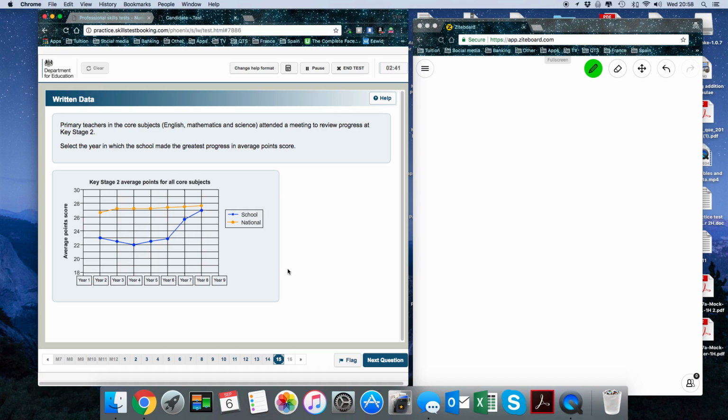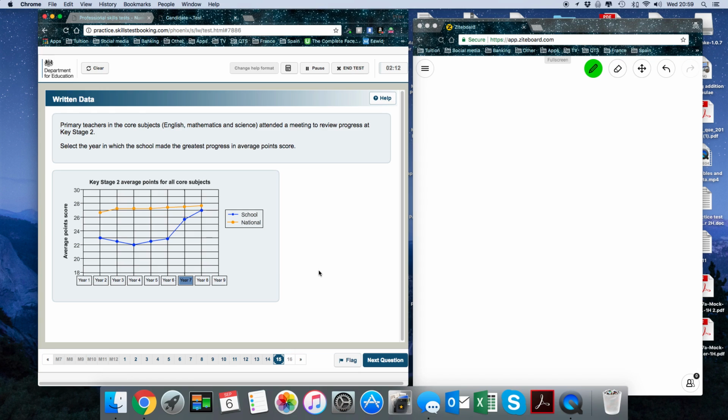Now, I would say to you that when you read this, Key Stage 2 tests are done towards the end of the year. So this score here would have been done at the end of year 6 and this would have been done at the end of year 7. So in my opinion, it's year 7 that the greatest progress would be made. Now I could be proved completely wrong in a minute. We'll get it marked, and if I am wrong then I apologise, but I'm fairly sure that I'm correct.